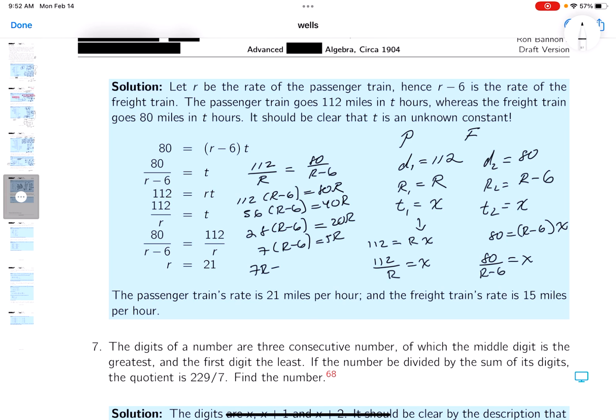7R minus 42 equals 5R. Subtract 5R from both sides, you get 2R, and add 42 to both sides, you get 42, and R would be 21. So the rate of the passenger train is going to be 21 miles per hour, and the rate of the freight train is 21 minus 6, which is 15 miles per hour.